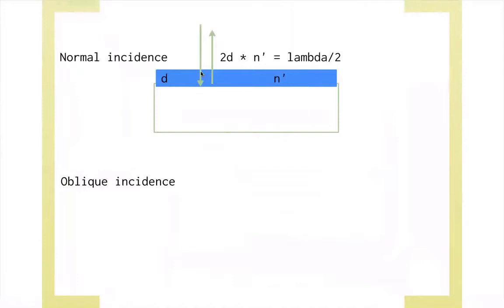2D, because you have to bounce off here twice, right? So you pass through it 2 times. So 2D times n prime, which is the refractive index of nitride, is equal to lambda over 2. So D is simply lambda over 4 n prime.